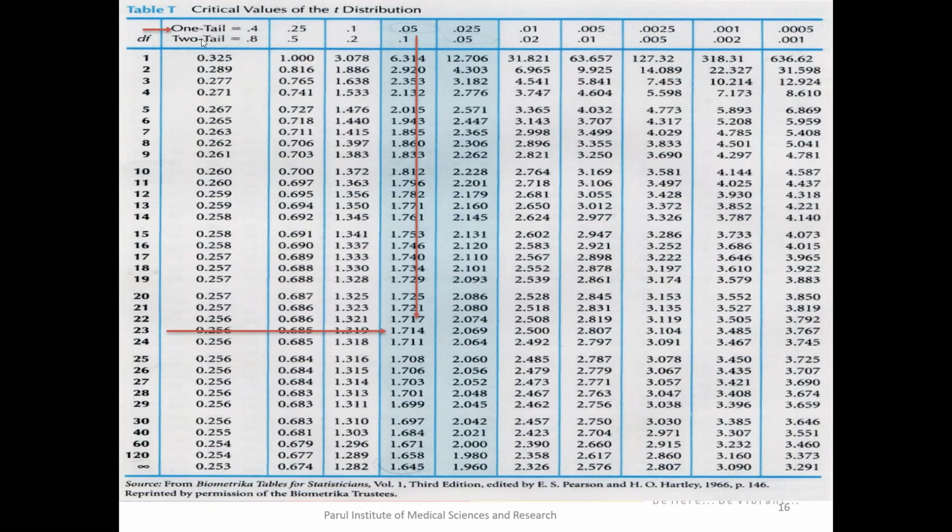Now, one more thing we need to see is whether this is a one tail test or two tail test. So this is our one tail test because our alternative hypothesis is one-sided. We are checking that on an average, weight gain in the first room is greater than on an average weight gain in the second room. So this is our one-sided test.